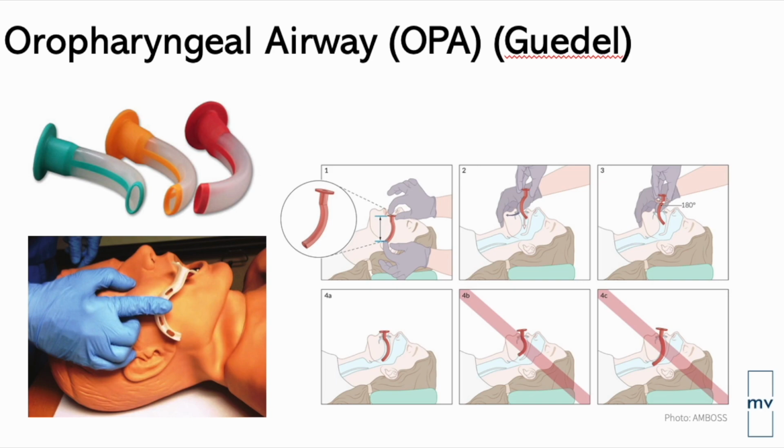There are, again, many sizes available for the Guedel airway, and it's important that we choose the right size. How we measure that is we go from the corner of the mouth all the way to the earlobe. Then once we choose the right size, we tend to put the concave aspect of the device upwards. We then insert it into the patient and rotate it by 180 degrees when we're beyond the hard palate or the tongue. So once we're around there, we turn it around by 180 degrees.